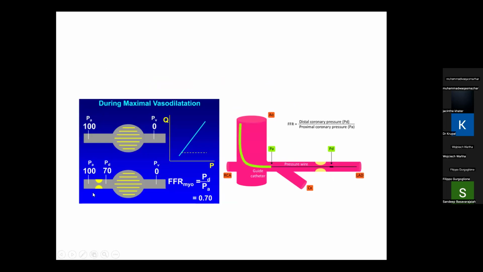Now, this is an example of such a situation. If the distal pressure is 70 and proximal is considered 100, so PD by PA, the FFR becomes 0.7. The cutoff value is 0.8, so it's a positive FFR. In the wire, the pressure sensor will be here, at the distal end of the wire.